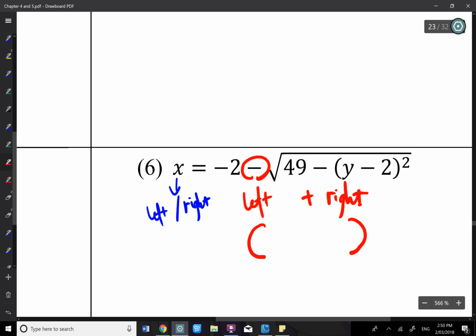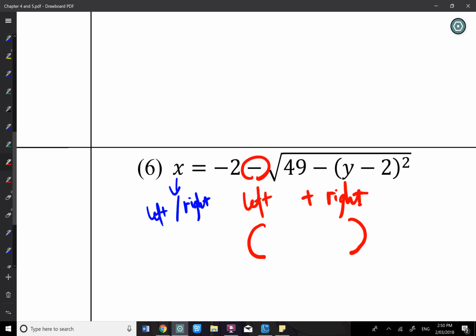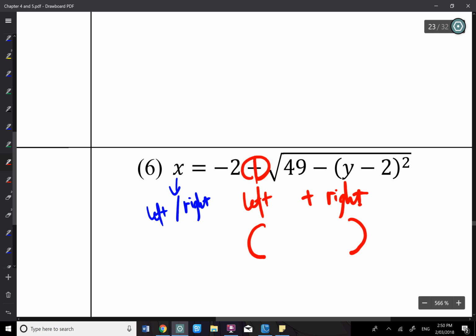So you need to know the shape first. Okay, when I look at this equation, I already know what the shape will look like. In front of the square root, I can have a plus. So that will be a right hand side semicircle.